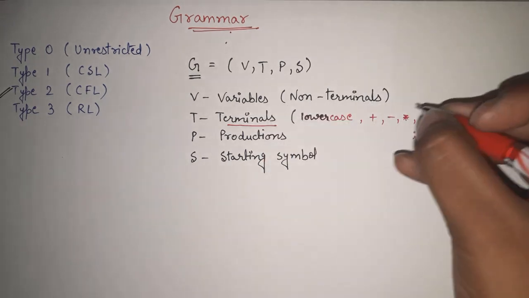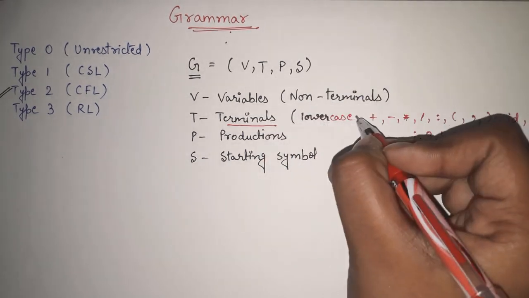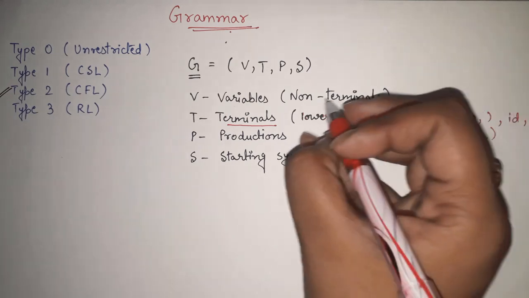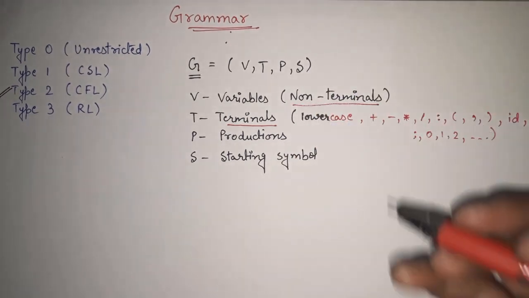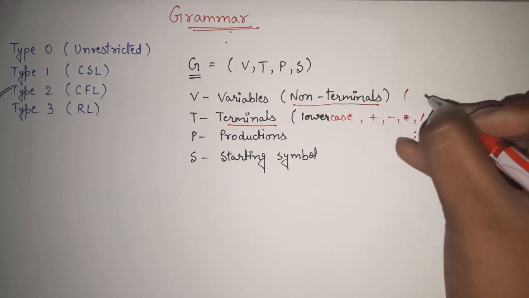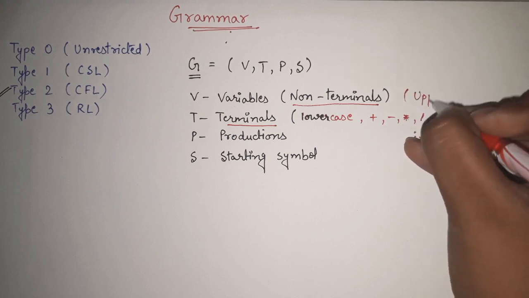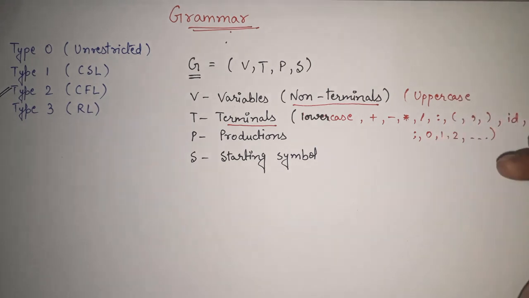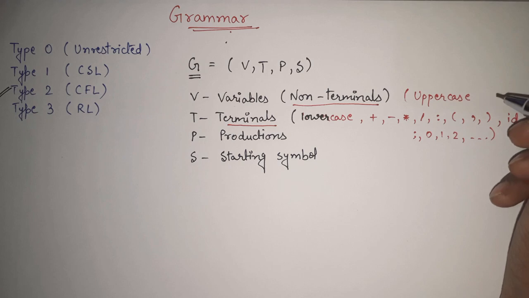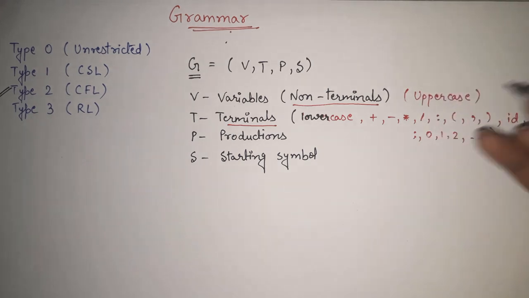And what are variables? On the other hand, as we know, the lowercase letters are known as terminals, so obviously these are non-terminals, the opposite of terminals. Non-terminals contain uppercase letters. Capital A, capital B, capital C, all those uppercase letters will be considered as non-terminals. Fine, so these are the simple things that you must remember.